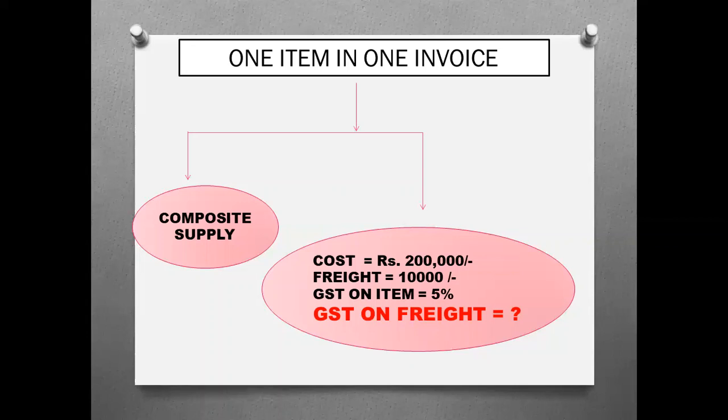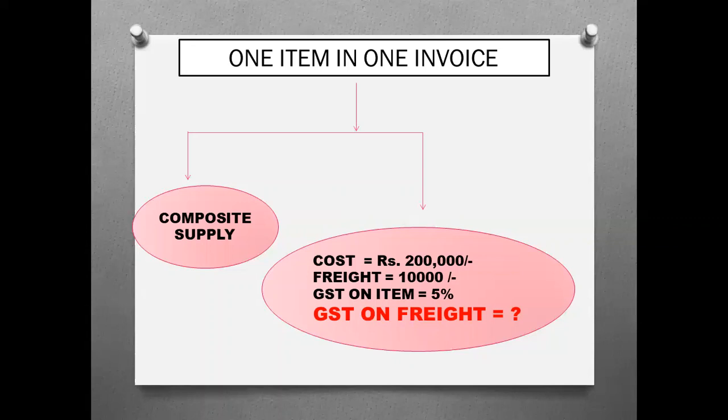Now, where transportation is provided along with the supply of the goods, then transportation services are taxable at the same GST rate as is applicable to the goods involved. The supplier cannot charge a separate, different GST rate on the freight charges and on the supply of the goods in the same invoice. In this case, one invoice containing one item with freight charges will constitute a composite supply.